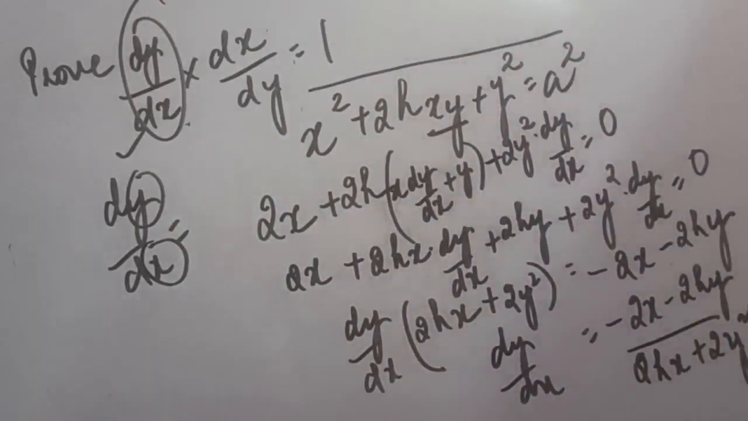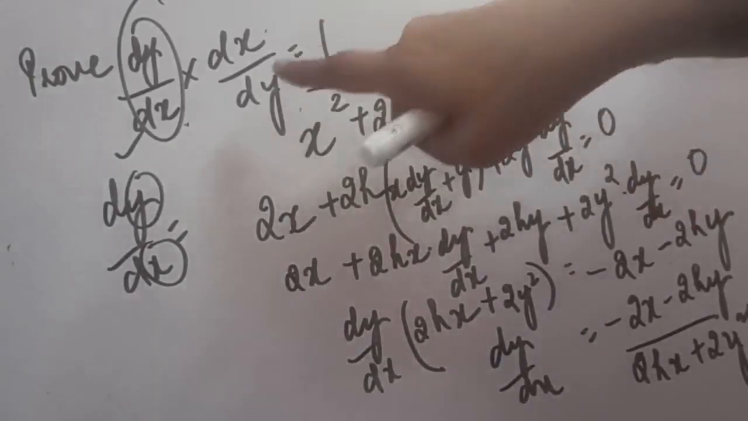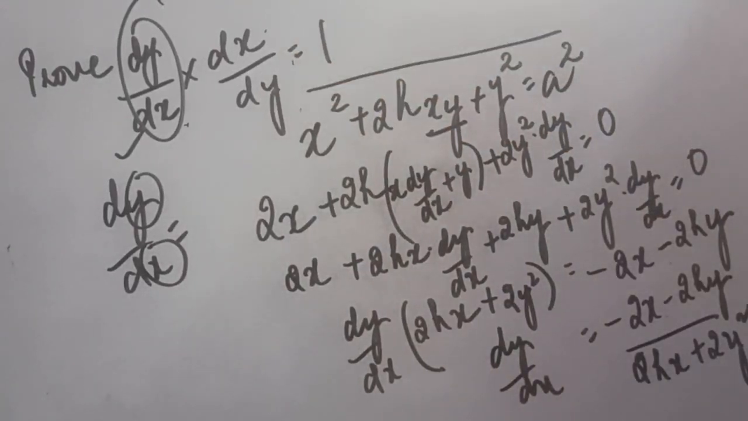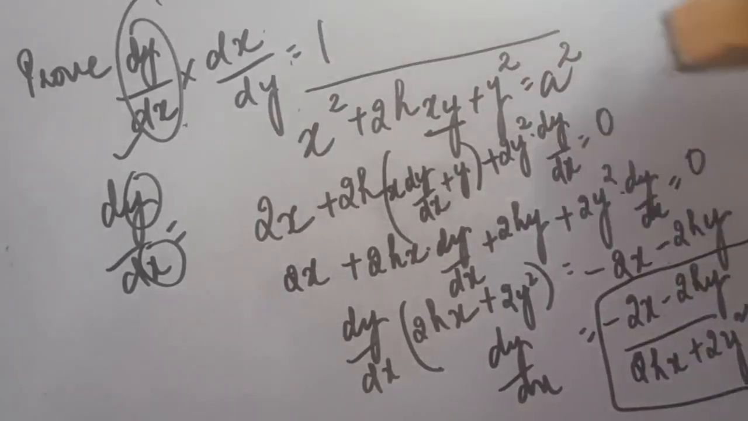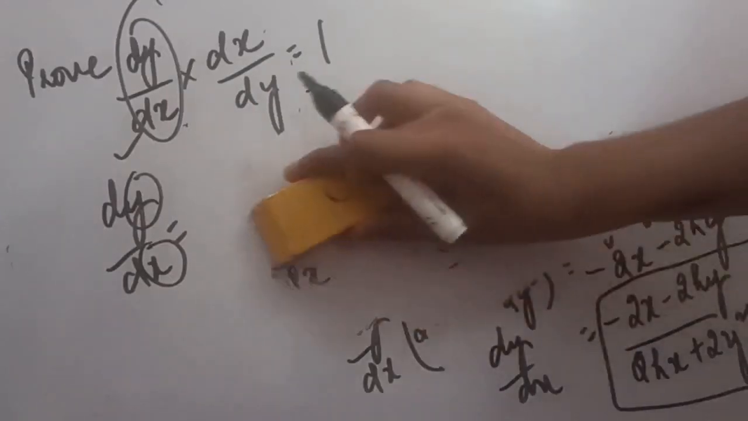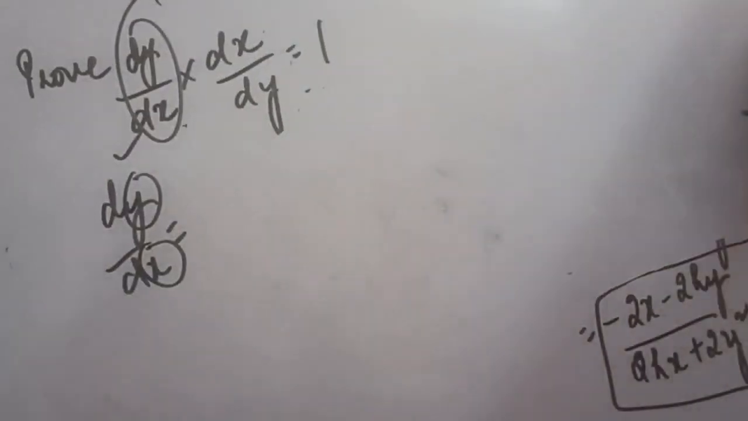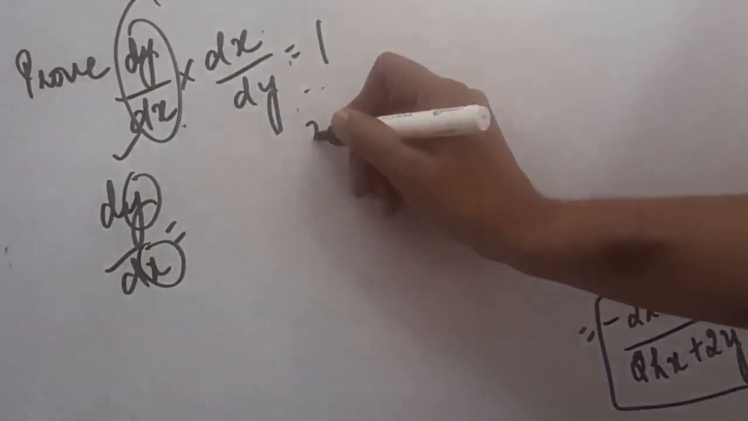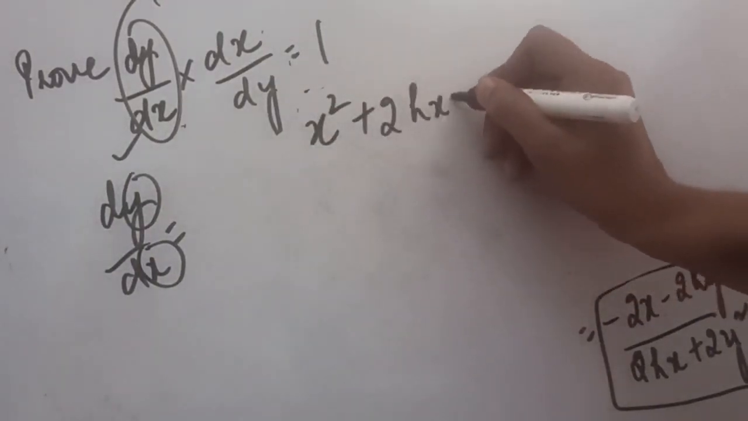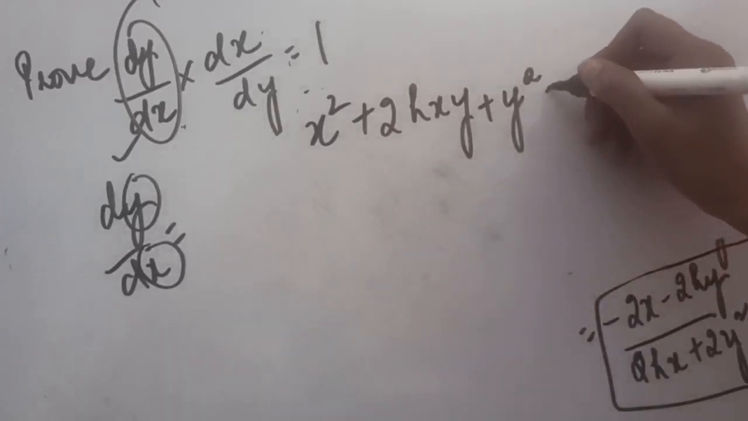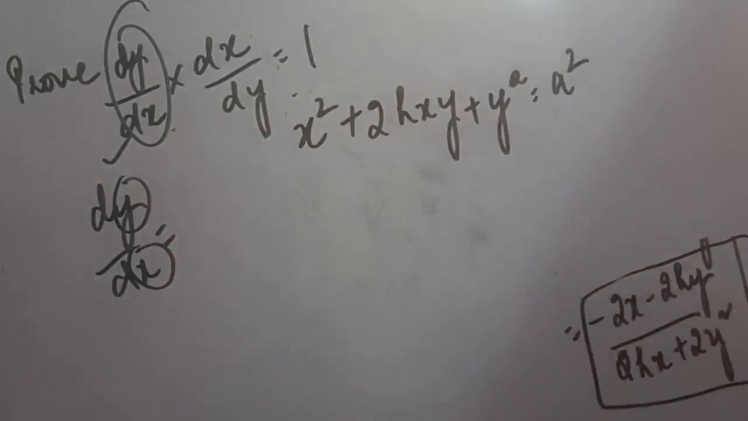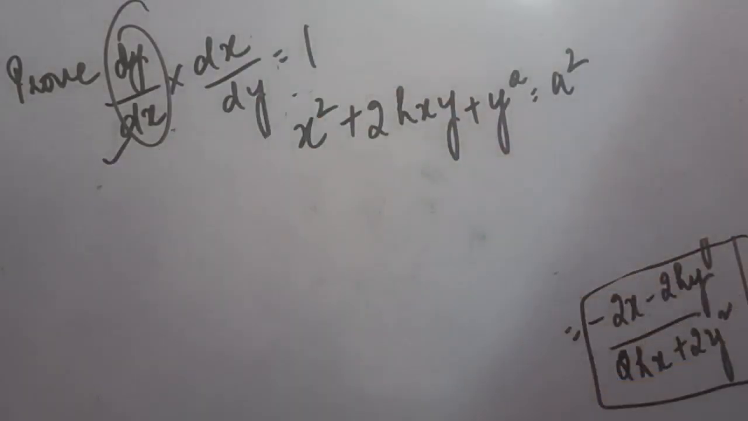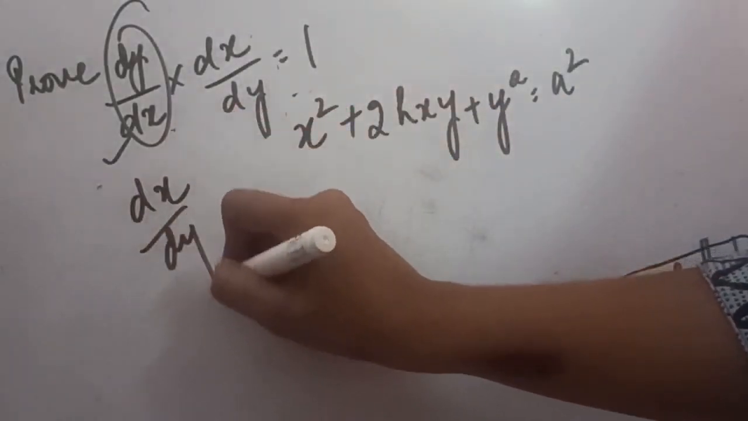Now coming to the second part of the question. Earlier we differentiated with respect to x. Now in the same question I will differentiate with respect to y. Let us see how. I'll note down this answer so that it can be used in the end. If we start with the question again, our question was x square plus 2hxy plus y square is equal to a square. Now it is the differentiation with respect to y, which means everything is now opposite. We are finding dx upon dy.